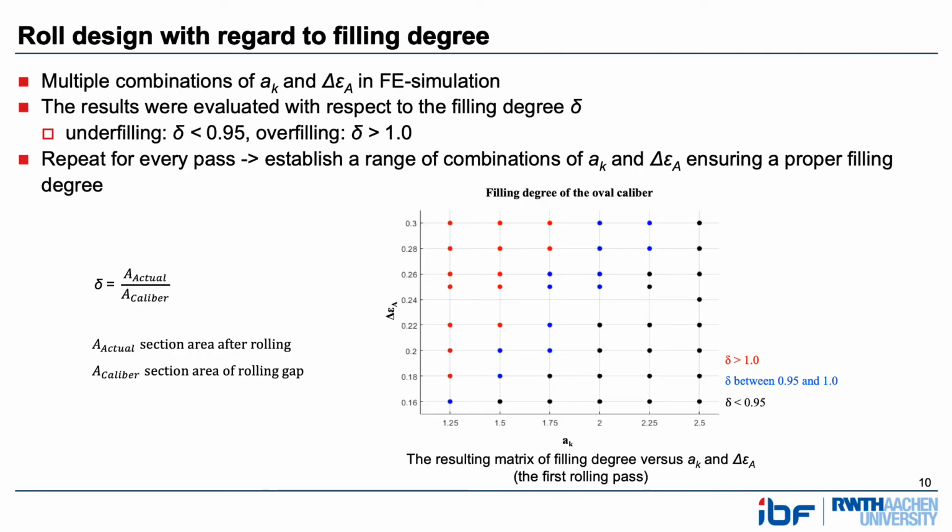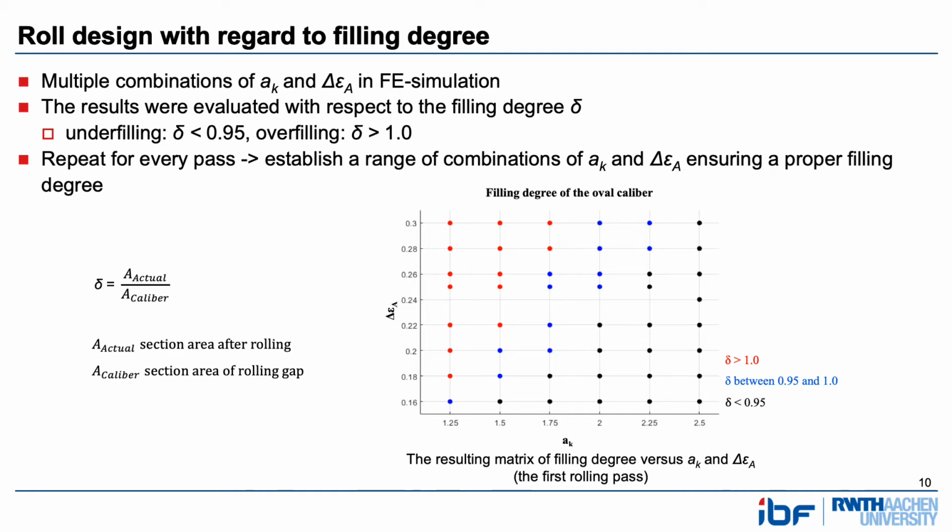First is a roll design with regard to filling degree. As I said, caliber rolls are conventionally designed only with regard to the filling degree, which is primarily controlled by geometric features of the caliber roll profile. The definition of filling degree is here.